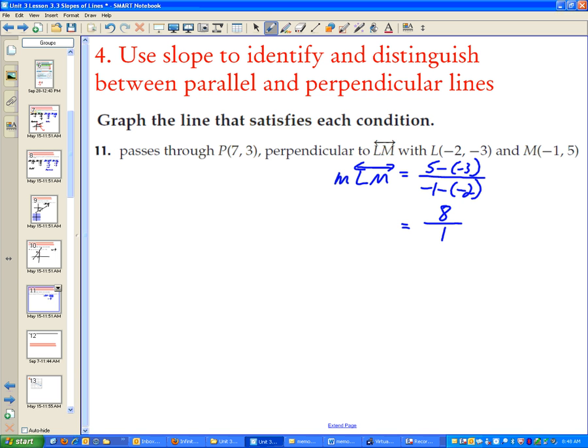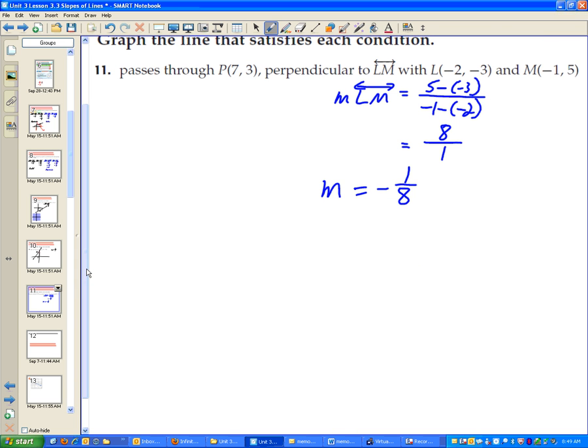That's not the slope of the line we want. The slope, how would I say that? I'm really tempted to say slope we want, but I don't want to. The slope that we're going to use is going to be what? Negative 1 over 8. And now we're in business.